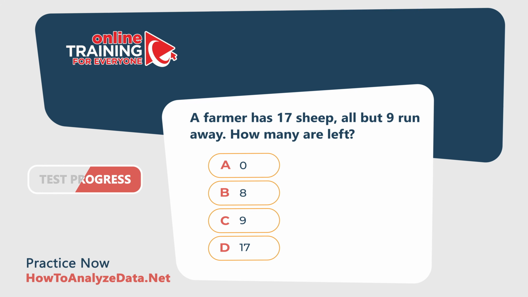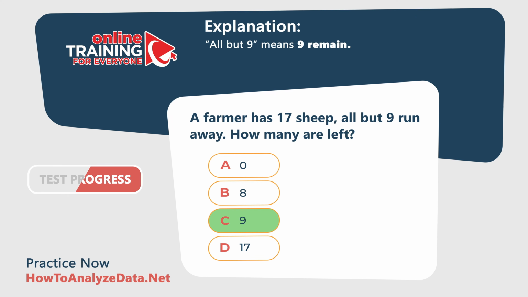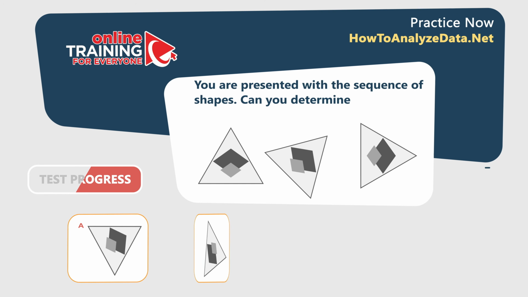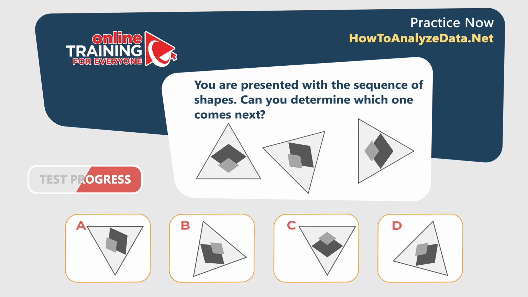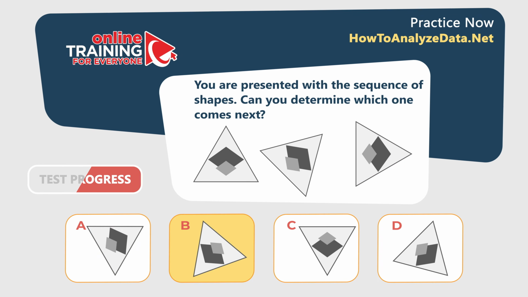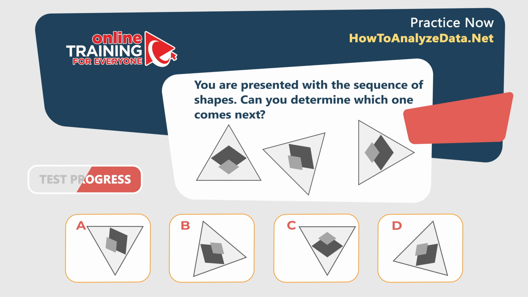The correct answer here is choice C. 9. All but 9 means that 9 remain. You're presented with a sequence of shapes. Can you determine which one comes next? Choices are A, B, C, and D.